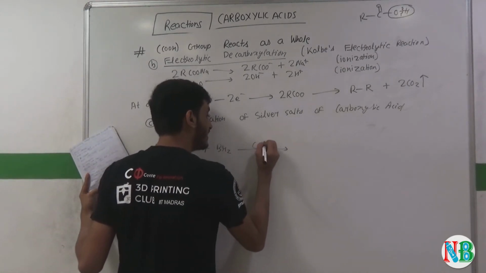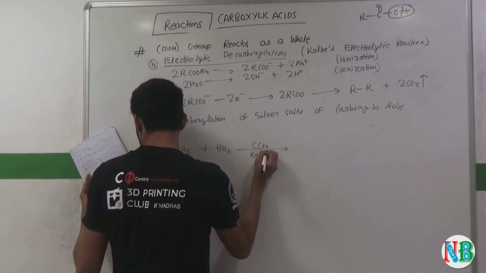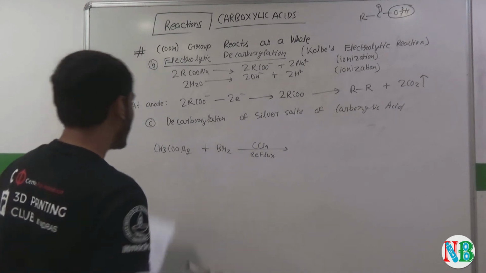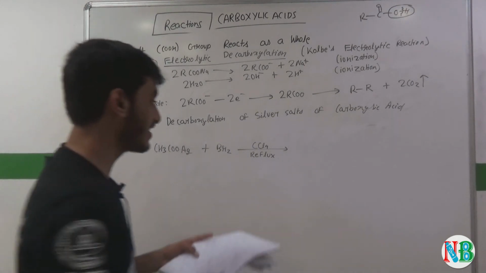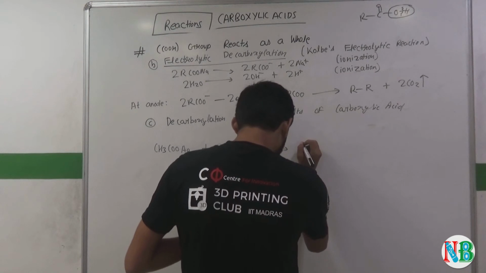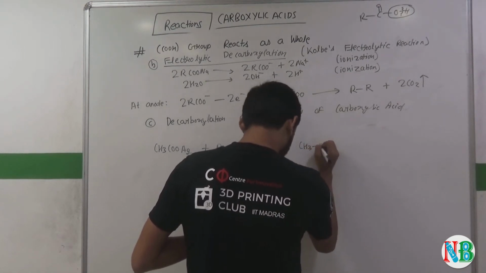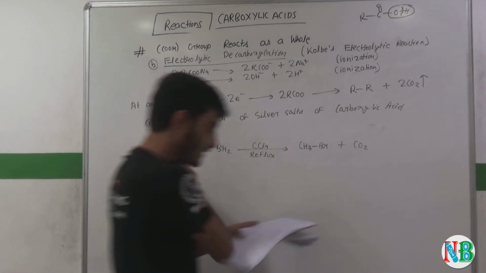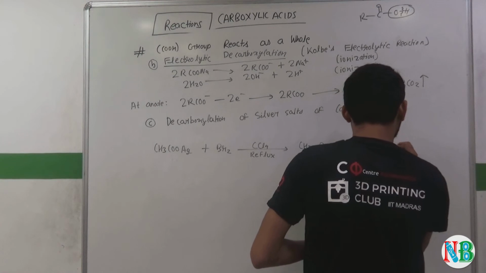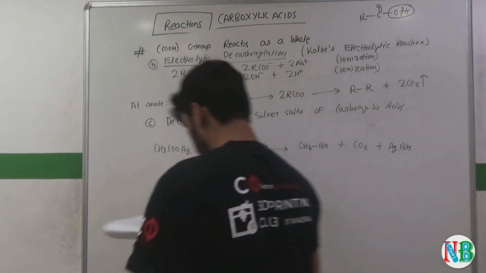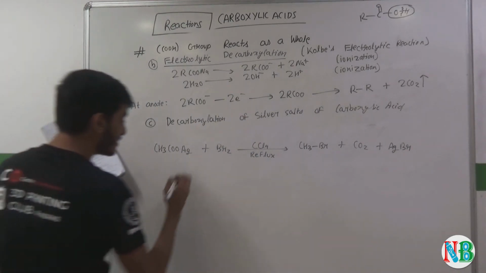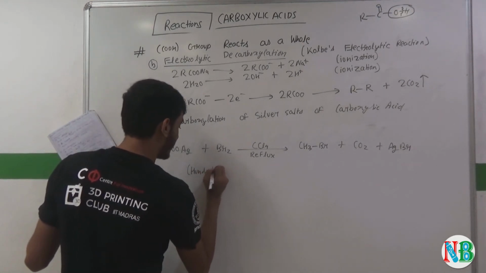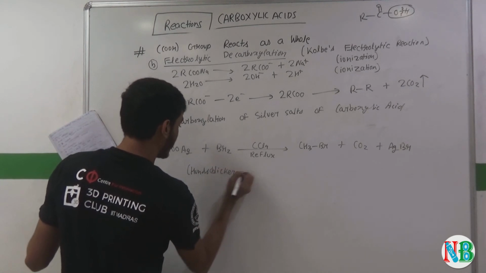The reaction has CCl4 reflux. What happens is that this whole COO group gets out of the reaction. It forms an alkyl bromide, which is CH3Br, plus CO2. This COO comes out as CO2 and forms AgBr. This reaction is known as the Hunsdiecker reaction.